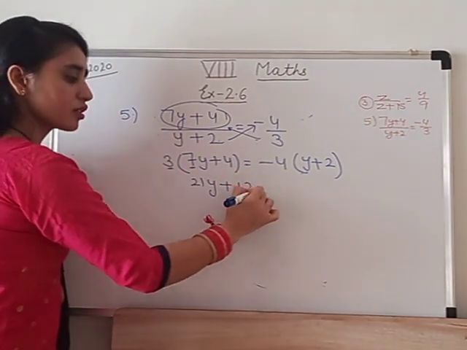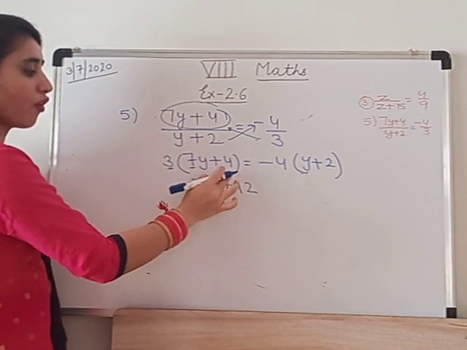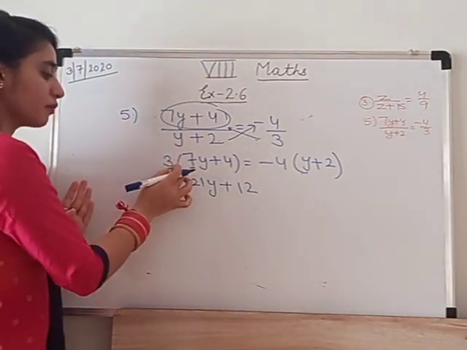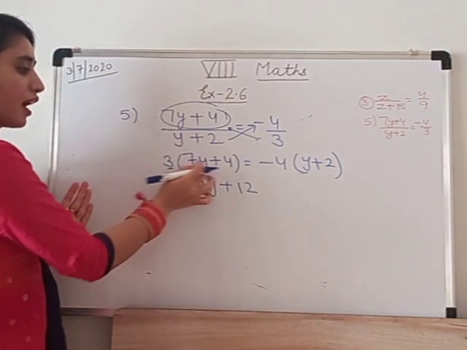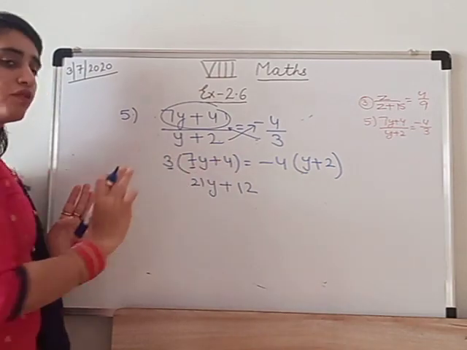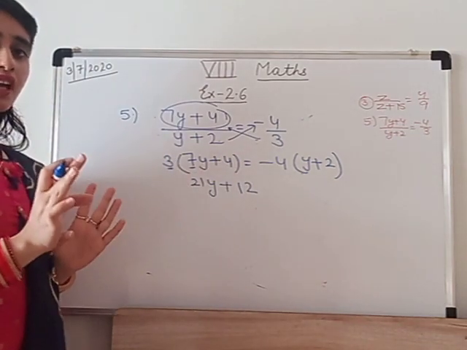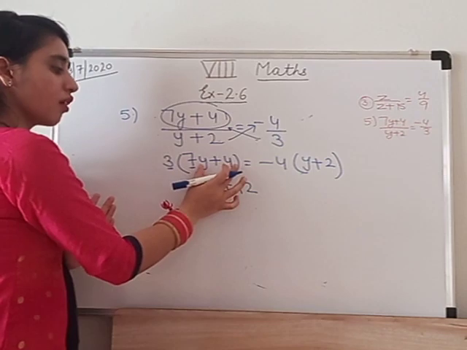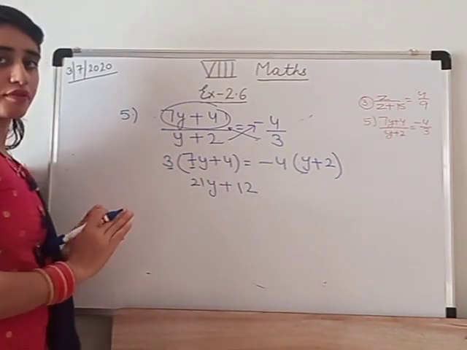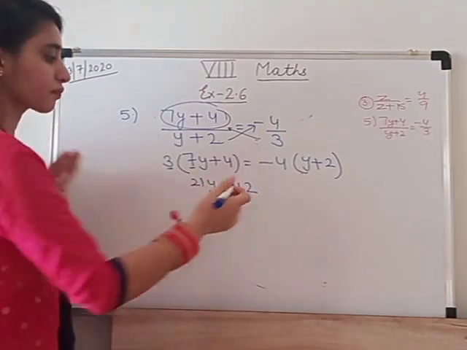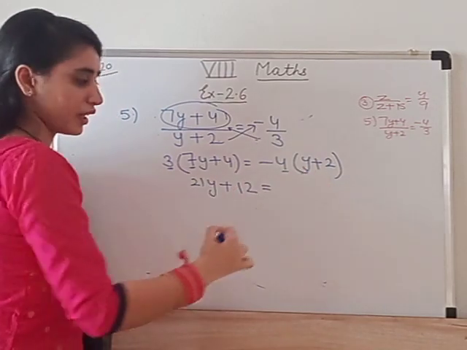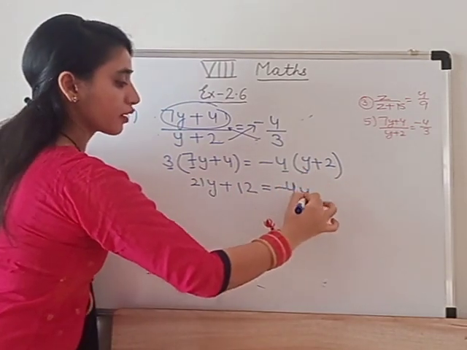3 then multiplied by 4. 3 4s are 12. Don't write 4 as it is. Most of the students write only 3 7s are 21 and 4 as it is. Don't do this. So please do it carefully. Multiply with the whole term, means both the terms, and write symbols also. Okay, positive, positive. Now next one is minus 4 multiplied by y, that becomes minus 4y.